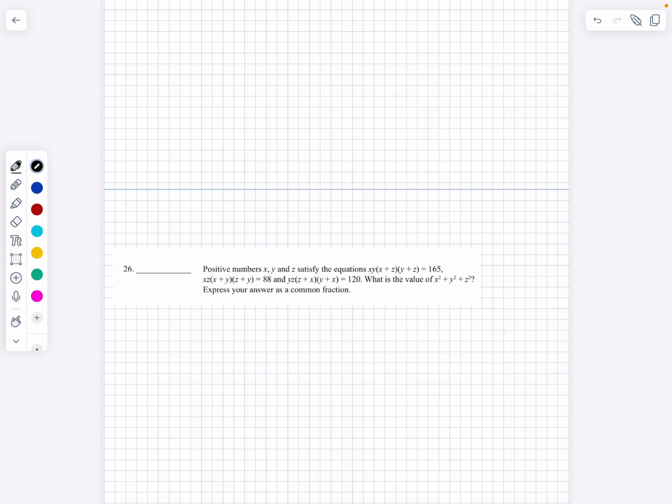Positive numbers x, y, and z satisfy the equations xy times (x plus z) plus y plus z equals 165, xz times (x plus y) times (z plus y) equals 88, and yz times (z plus x) times (y plus x) equals 120. What is the value of x squared plus y squared plus z squared? Express your answer as a common fraction.